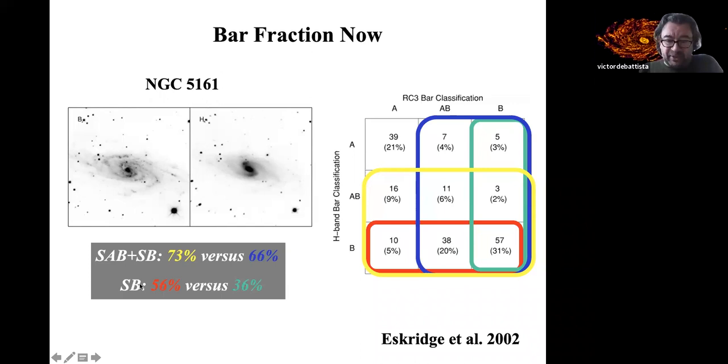More than half of all disk galaxies are strongly barred. And then if you include the weakly barred SABs, then the fraction goes from 66% to 73%. So clearly these are very common galaxies. 3/4 of disk galaxies have bars in them. So it's important for us to understand the dynamics of bars.